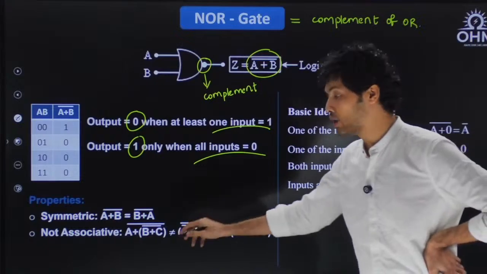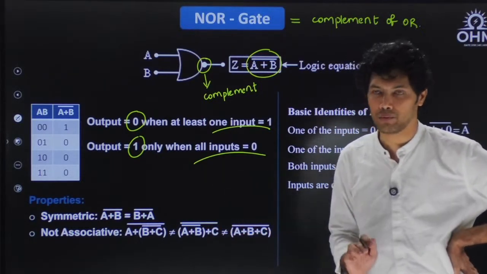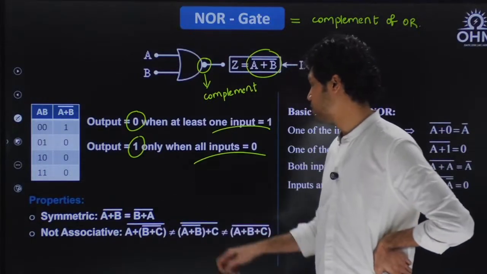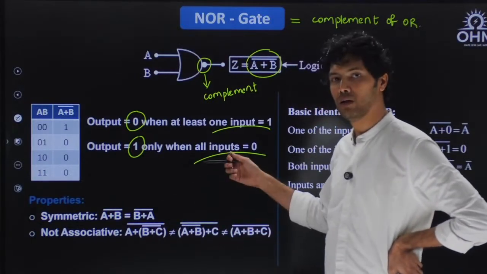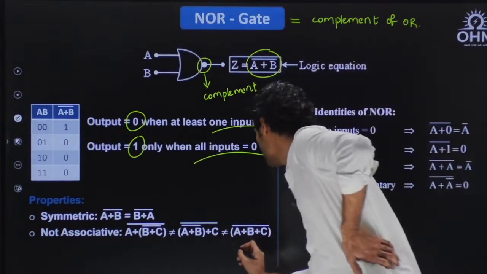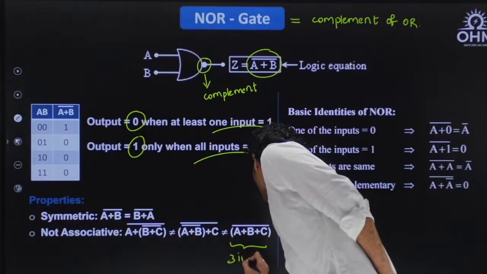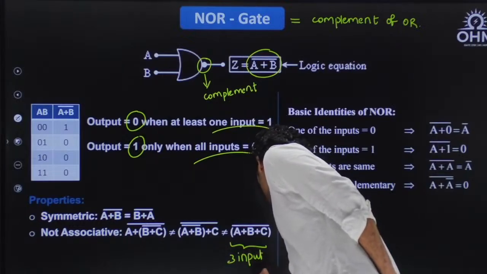So if I reverse the inputs to a particular NOR gate, the result is exactly the same. But if I reverse the order of operations on the variables, then I won't get that same function. Hence, A plus B plus C whole bar is not the same as A plus B whole bar plus C whole bar, which is not the same as the 3 input NOR function. So whatever you see here is basically the 3 input NOR function.